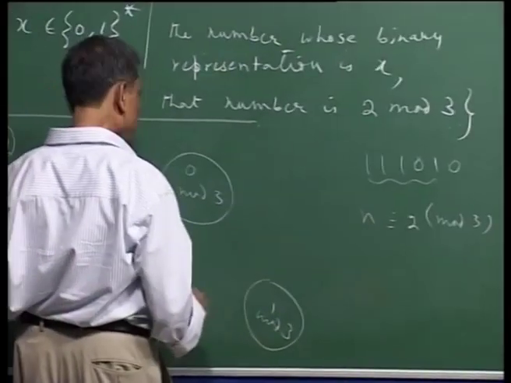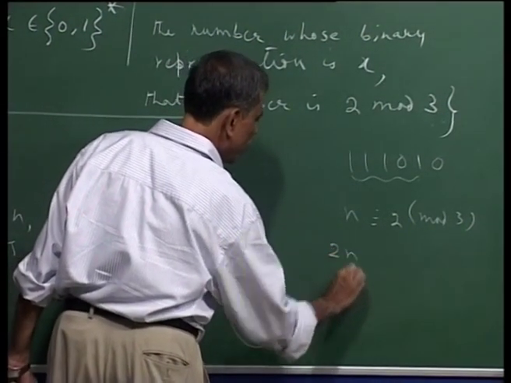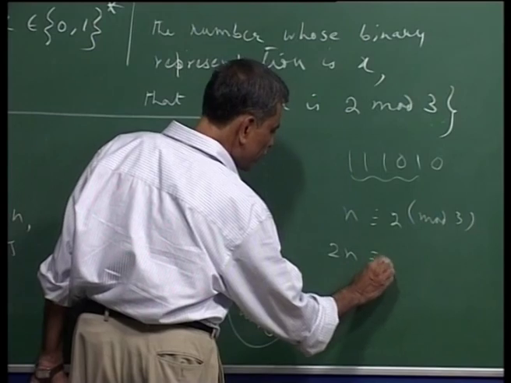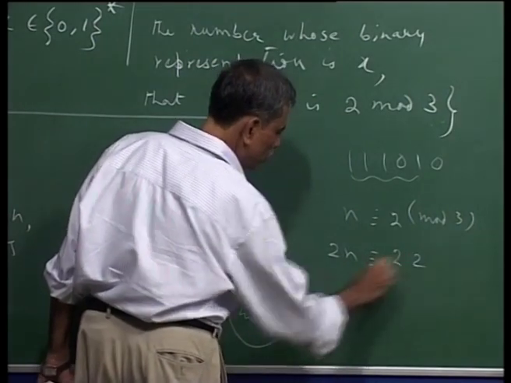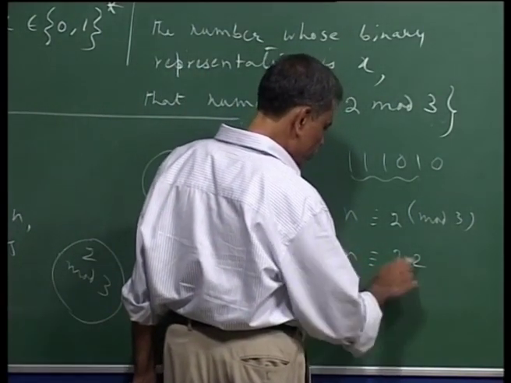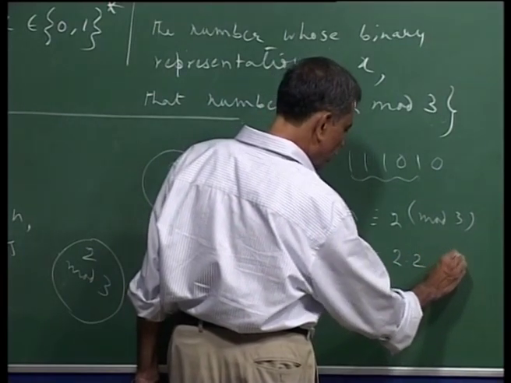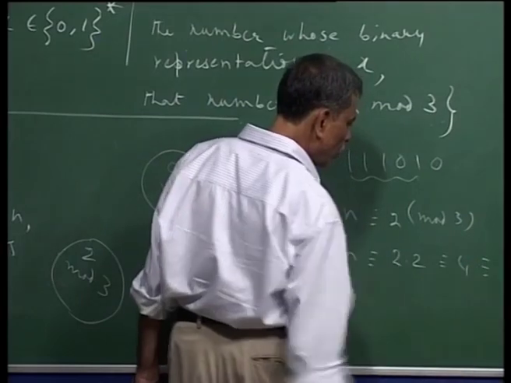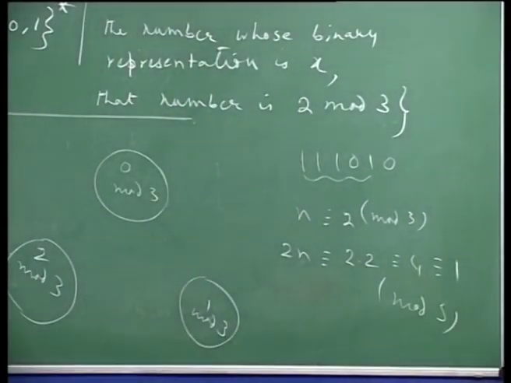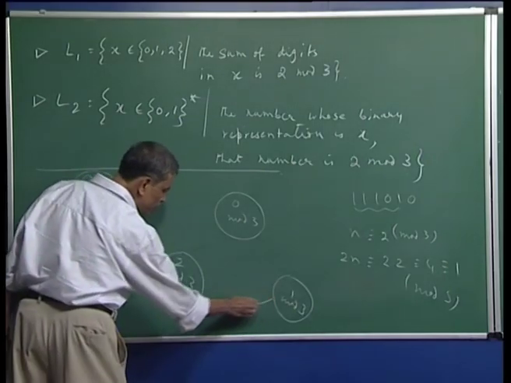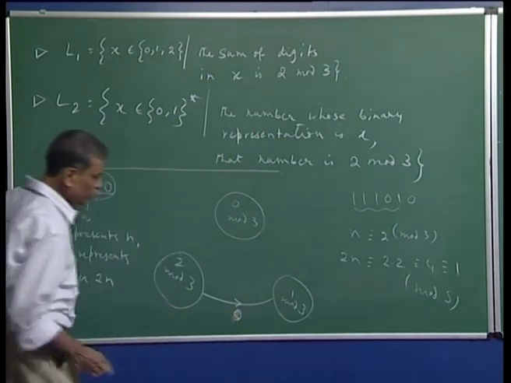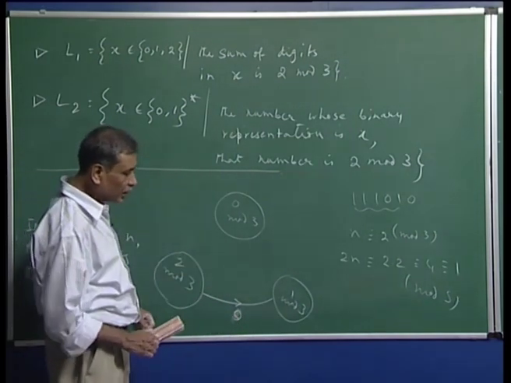And now, when the 0 came, the number became 2n, right? This n is 2 mod 3, so this is 2 into 2. You can replace n by 2 because we are going modulo 3, so this is 4, which is of course 1 in case of mod 3, right? So if a 0 comes, I should come to this state. If a 0 came and we are in this state, we should be here.